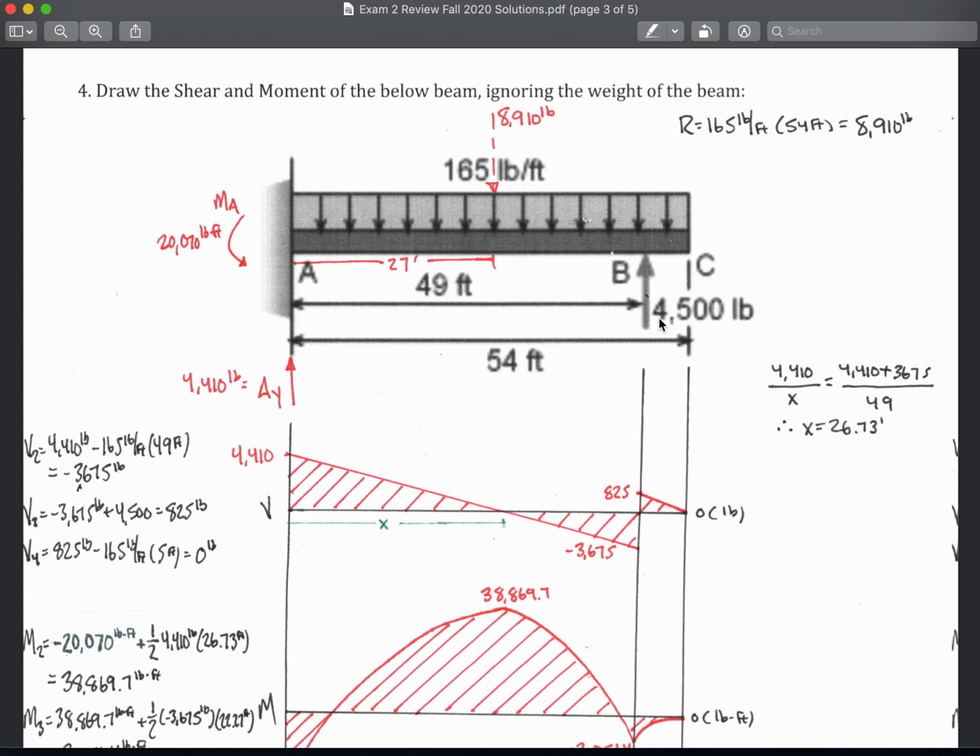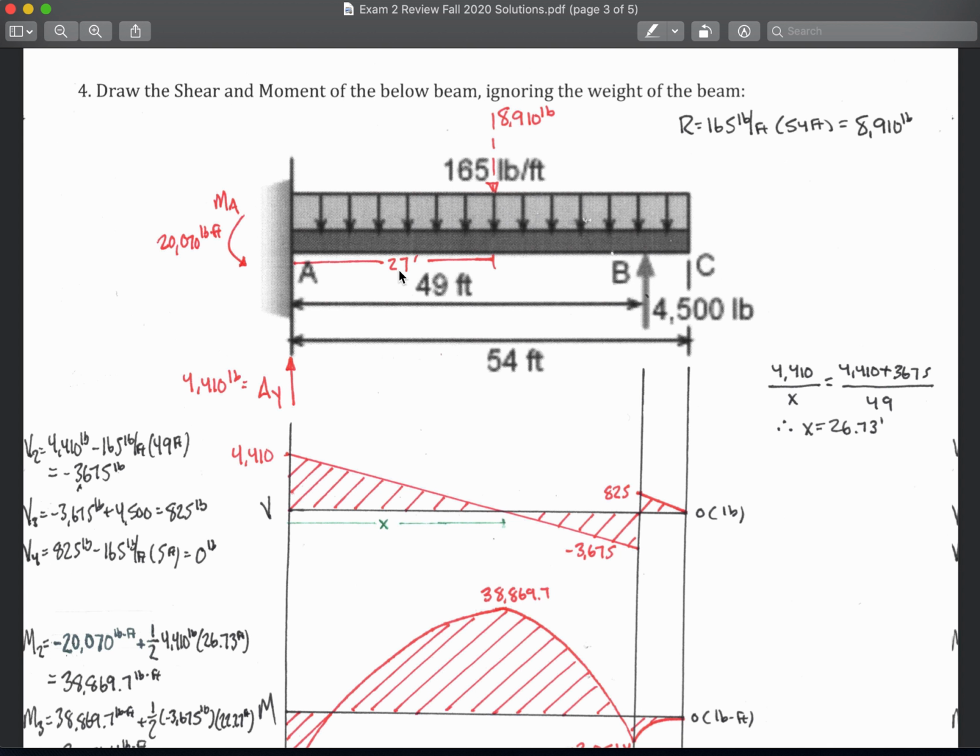It's given as 4,500 pounds. It's 49 feet away from A, and the total distance is 54 feet. The entire length of the beam is 54 feet. So the first thing I need to do is turn this distributed load into an equivalent resultant force, which is just the magnitude of the distributed load, 165 pounds per foot, multiplied by the distance it acts over. The total distance it acts over is 54 feet. I get 8,910 pounds. That acts in the middle when it's a constant distributed load, which is 54 divided by 2, which equals 27.